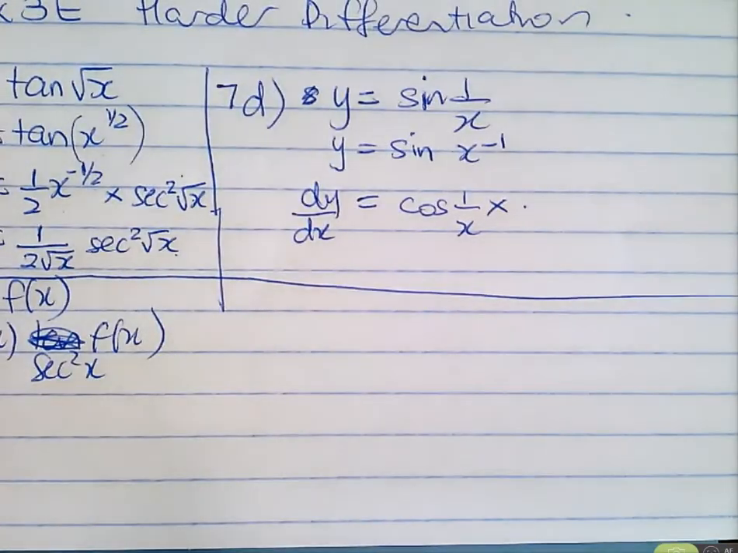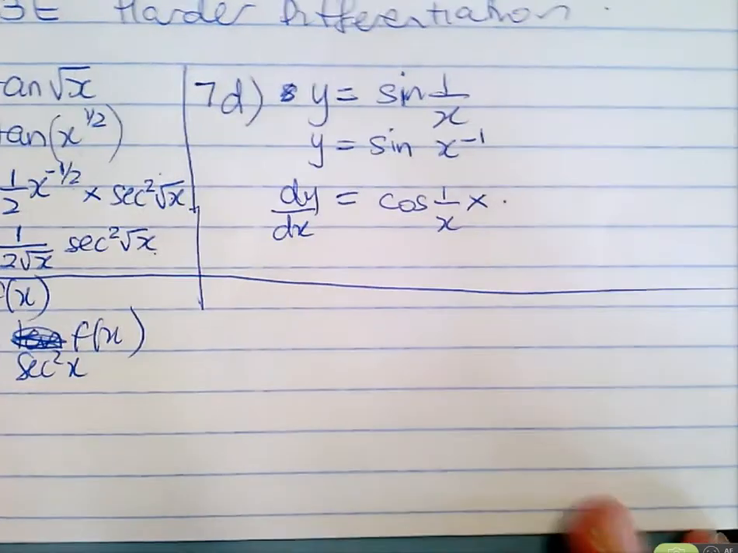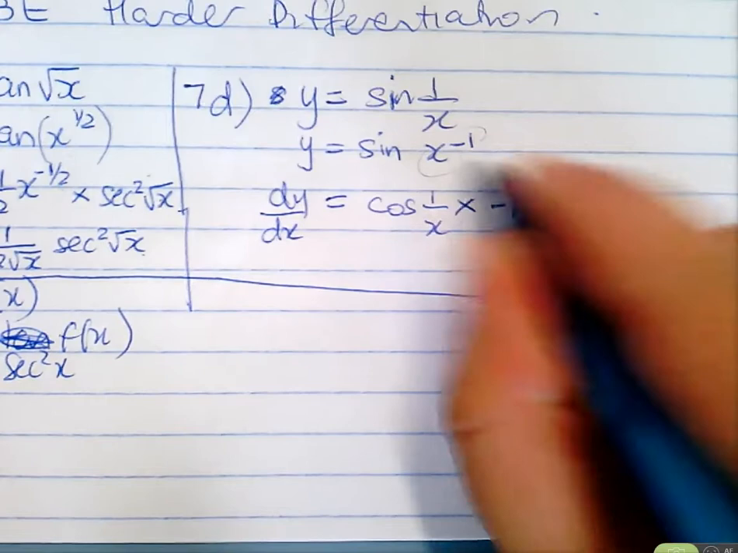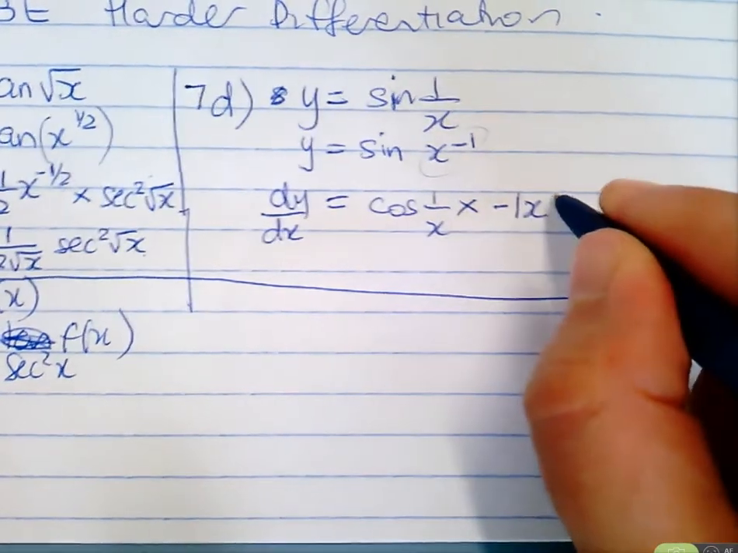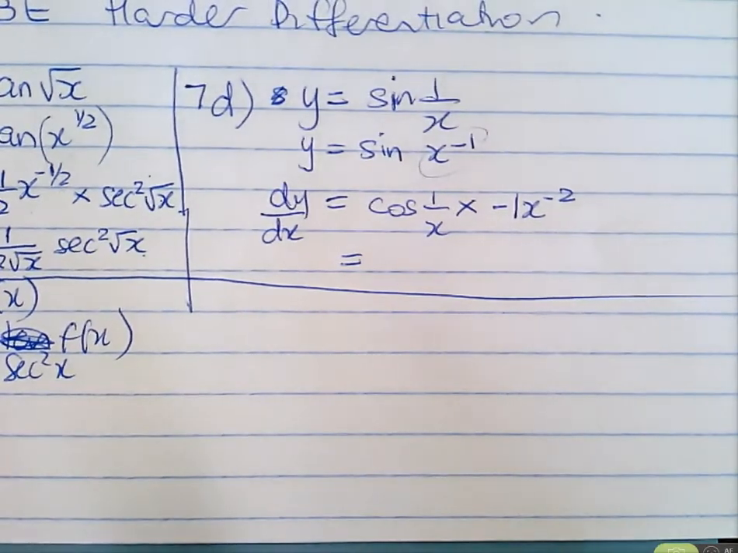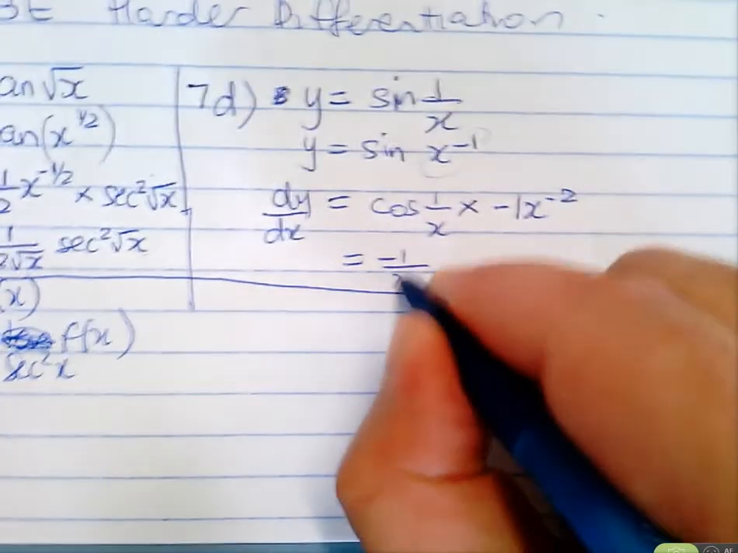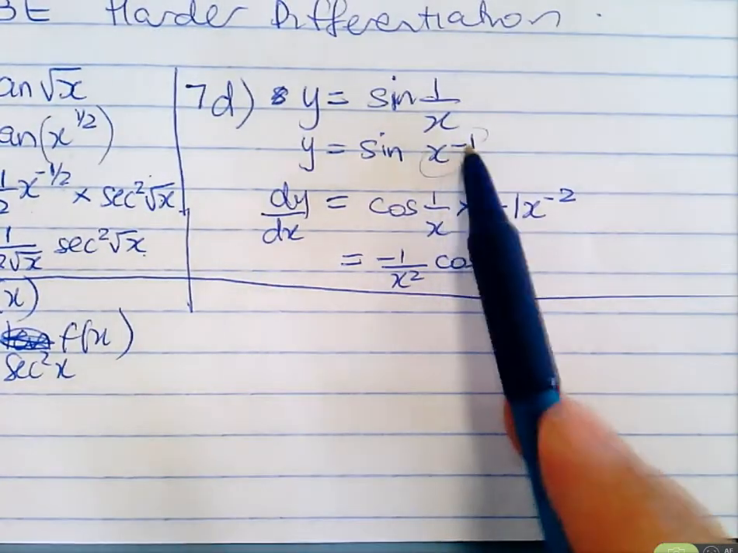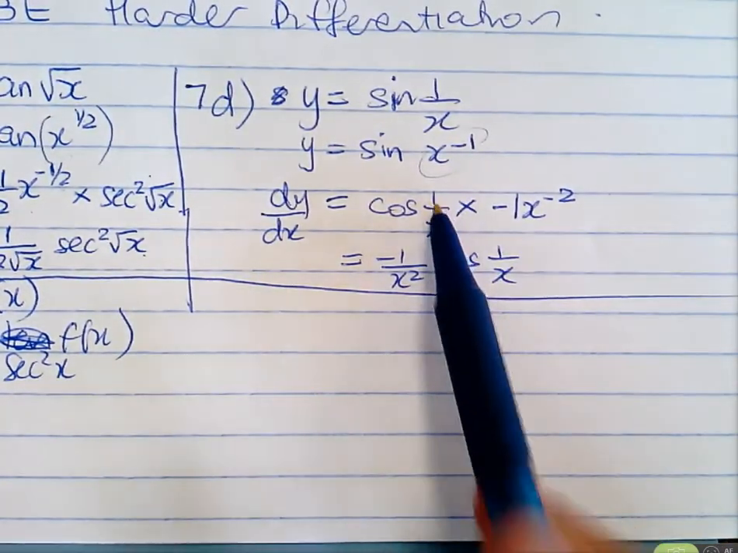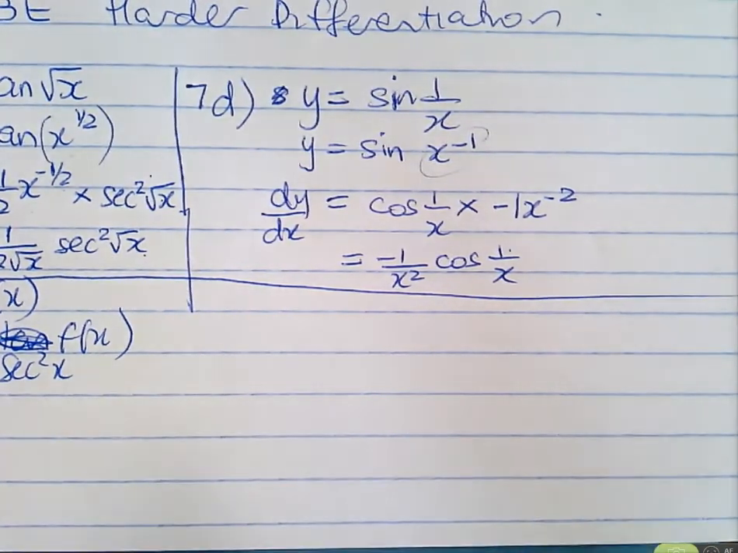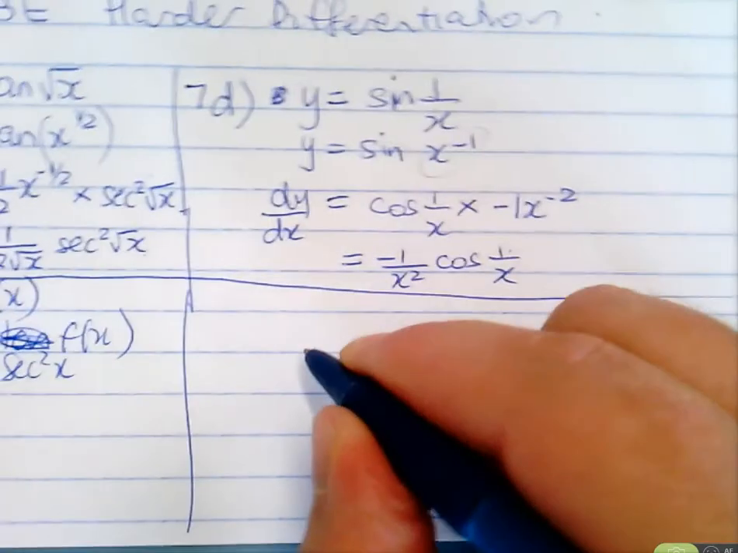You differentiate it. So what do you get when you differentiate x to the negative 1? Negative 1, bring the power to the front, x to the negative 2. Now, how do I write that nicely? Negative 1 on x squared cos 1 on x. Look, I just didn't want to write here x to the minus 1 because I'm going to rewrite it this way.